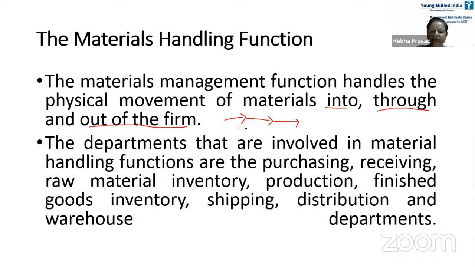In, then into, and then out. This is the basic simple chain from raw material to work in progress to finished good to the customer. So naturally, here also purchasing department is involved, receiving raw material, inventory is involved, production involved, finished goods is involved, inventory, shipping, distribution, all these things, warehousing, all these are involved in material handling.